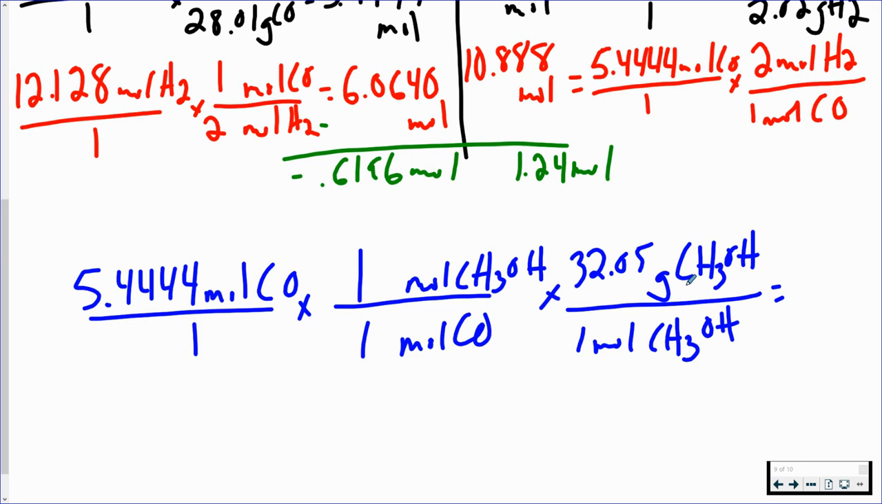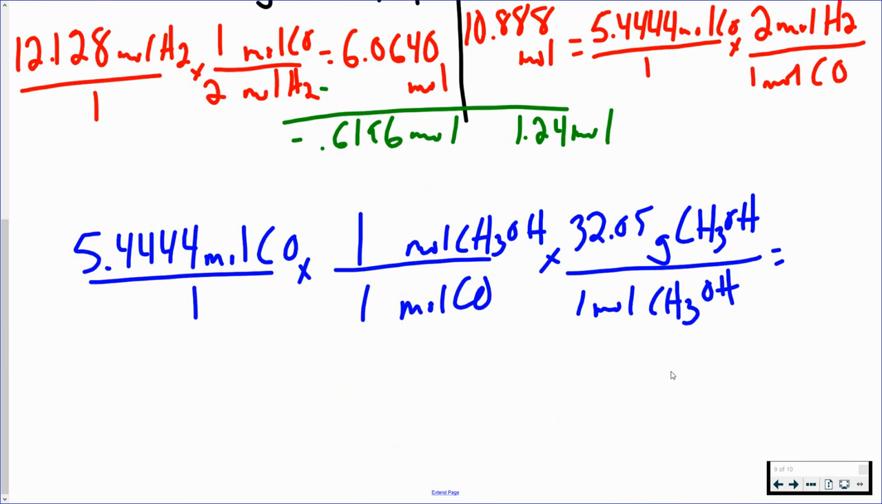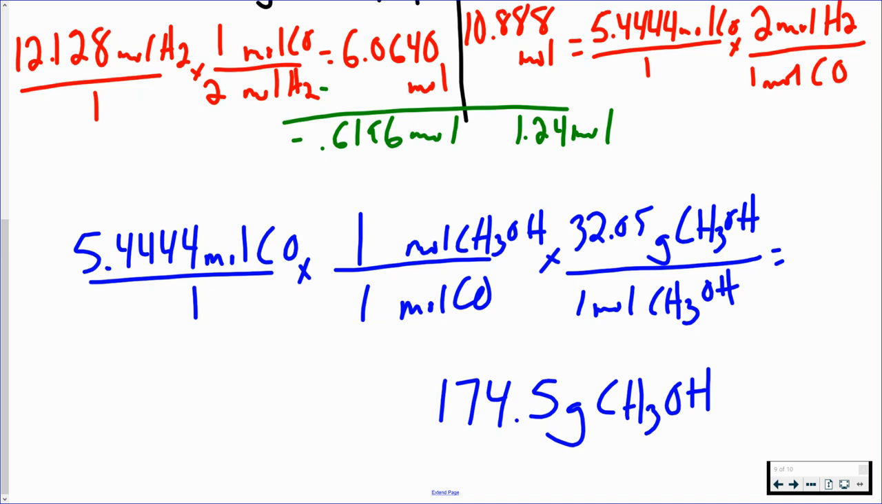Remember, it's 4 sig figs because the given of CO right here is in 4 sig figs. So your final answer will be in the number of sig figs your given was in. And it was 174.5 grams of CH3OH. And this is the theoretical amount. So let's continue with this problem because we're not done.